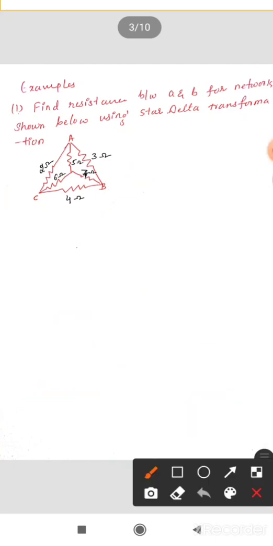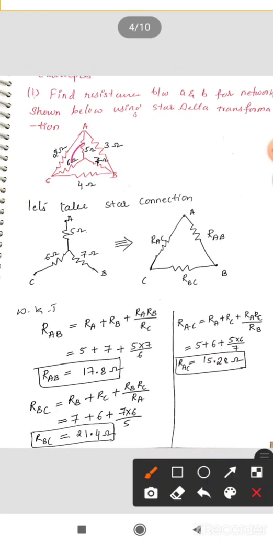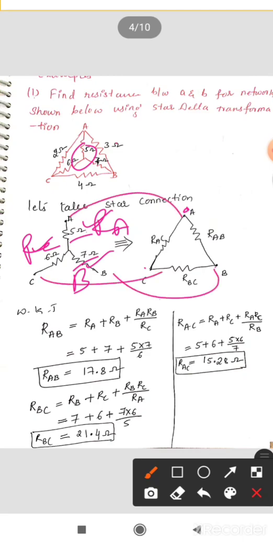Let's calculate. Let's consider the inside star connection, that is 5 ohm, 7 ohm, 6 ohm. This 5 ohm is RA, 7 ohm is RB, and it is RC. We need to convert this into a delta connection, A, B, C as it is. Let's take RAB. RAB equal to, as we know the formula, RA plus RB plus RARB divided by RC.